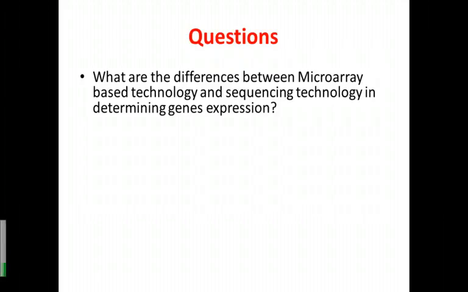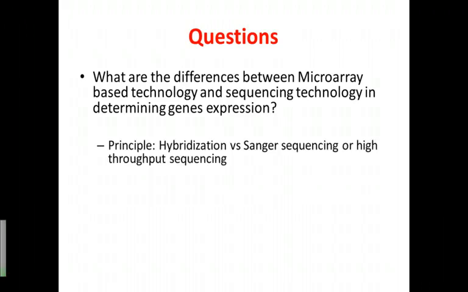So what are the differences between microarray-based technology and sequencing technology? The first one is their principle. Microarray-based technology is based on hybridization between the probes and the sample cDNA, while Sanger sequencing is based on high-throughput sequencing.